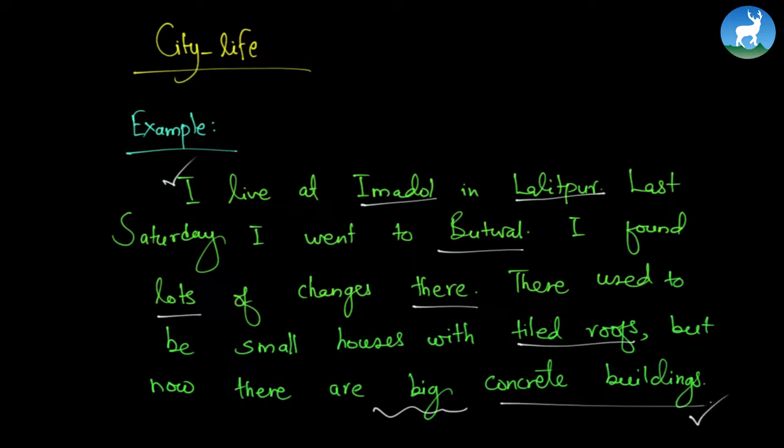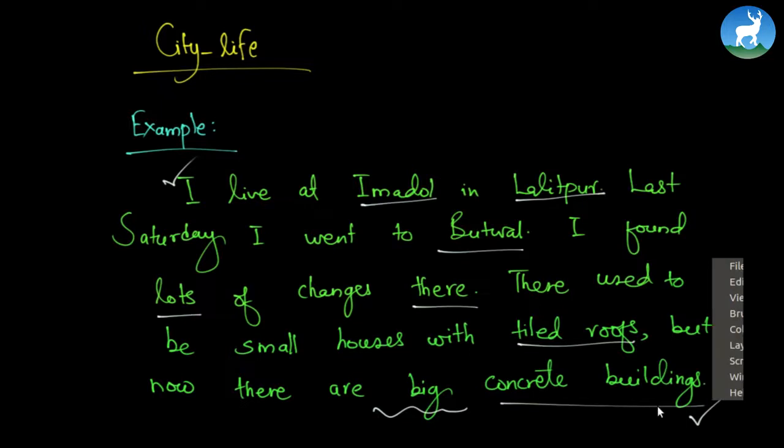There used to be tiled roofs, houses with tiled or thatched roofs. Now we have big concrete buildings. Now we have skyscrapers, standing tall and proud. Also, in the past, there used to be a small, dusty trail winding through the village. Now we have modern, wide, black-topped roads, quite big.